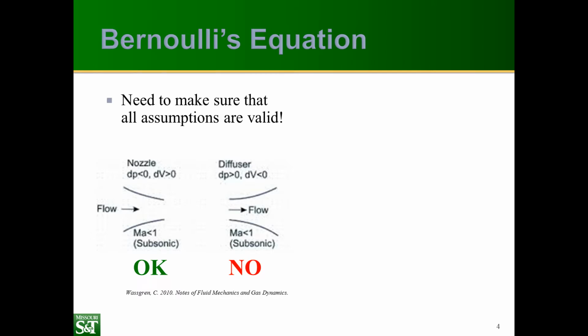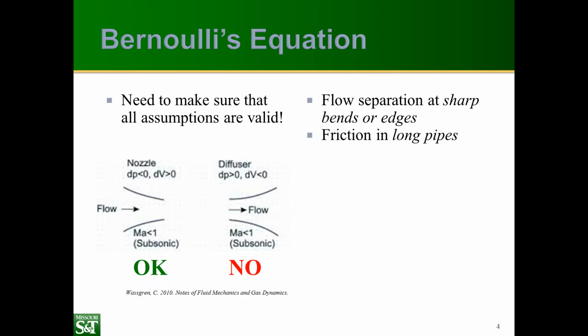Now, Bernoulli's equation may be one of the most abused and misused equations in fluid mechanics. We have to be very careful when we're using Bernoulli's equation to make sure that the assumptions are valid. The incompressible, inviscid, steady state assumptions. So we cannot use this for flows at sharp bends or across edges because inviscid flow is no longer valid. If we have a long pipe or something like that, friction is no longer negligible, so we cannot use it for these long distance types of flows.